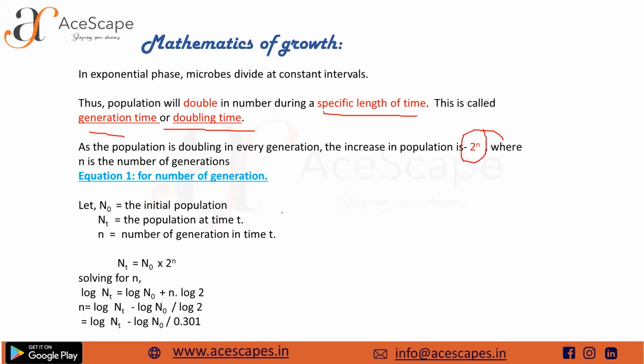Now we go to the equations. Say we have some initial population, denoted N0, a final population denoted Nt, and the number of generations n. The equation is Nt = N0 × 2^n. This is the final population, equal to the initial population into 2 to the power n. For solving this, we take log on both sides, and we get n = (log Nt − log N0) / 0.301. This is equation 1, which we can use for solving problems.